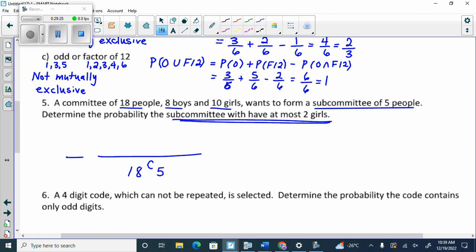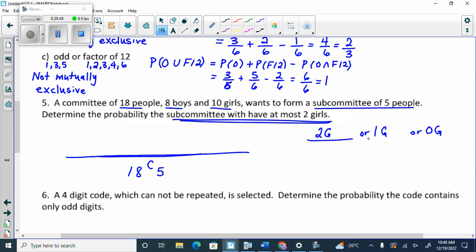At most 2 girls means I'm getting cases, correct? Let's figure out the cases over here. So at most 2 girls means 2 girls or 1 girl or 0 girls, right? If I said I need at most $2 when I walk into the store, I need $2 or less. So I need 2 girls or 1 girl or 0 girls. I'm just laying the concept over here.